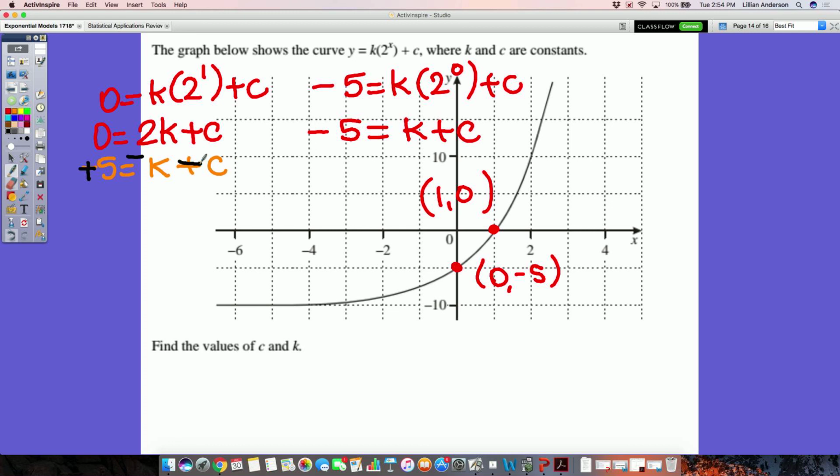Negatize everything, yes. These go away. What's 0 plus 5? 5. And what's 2k minus k? K. So 5 is k. Boom. Just like that.